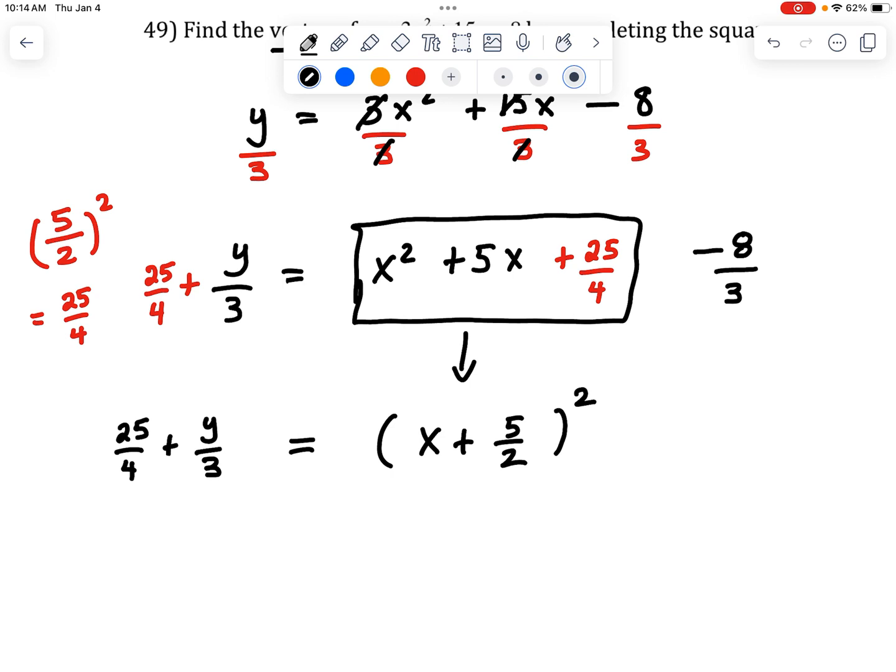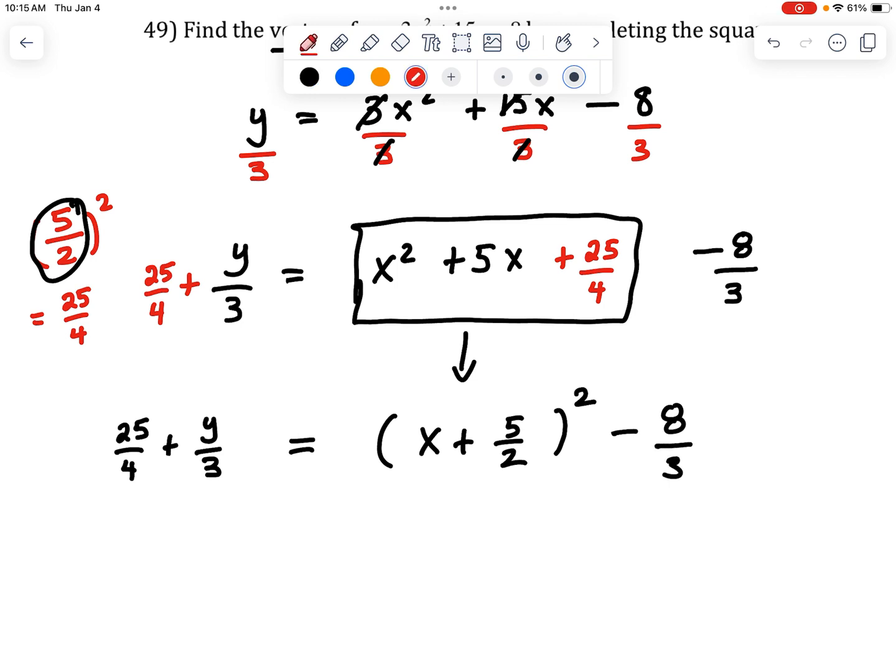So I know that it has to be x in order to get x squared. And then whatever's in the parentheses here, that's what goes right here. So then it's factored. Then there's just a little bit more left to do. We need to solve for y.